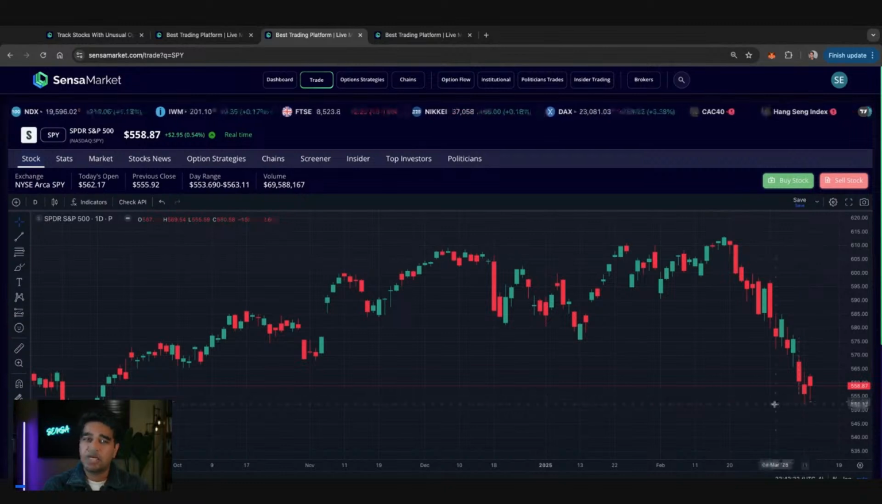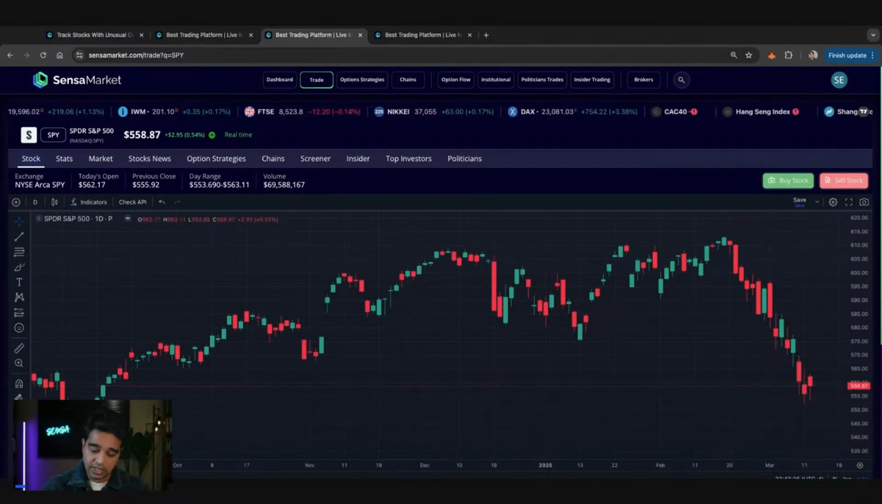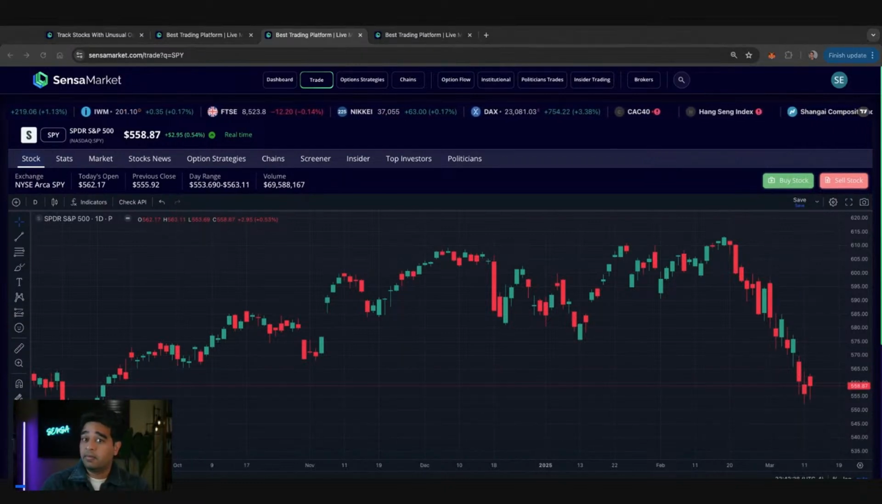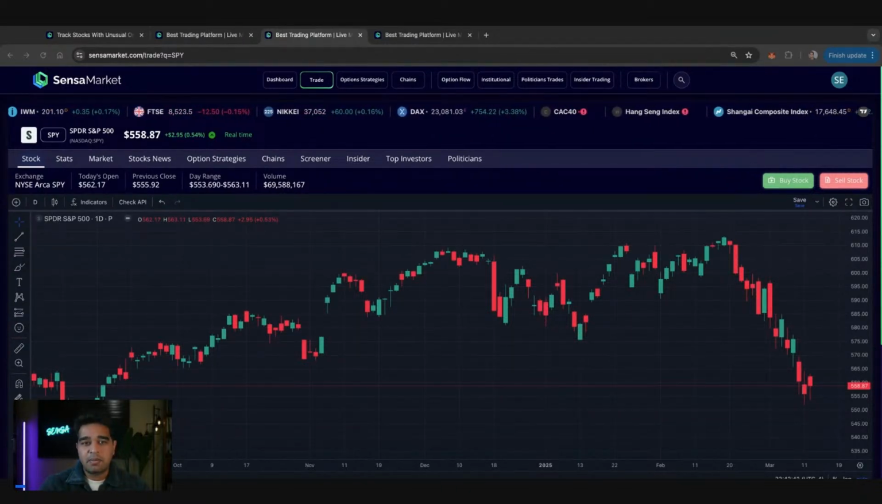Breaches of that particular level can lead to heavy volatility, institutional selling, and bearish spirals. So keep an eye on the S&P and the NASDAQ. If they go, everything goes.